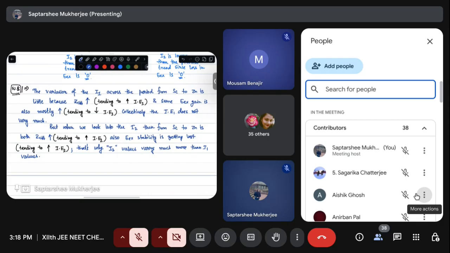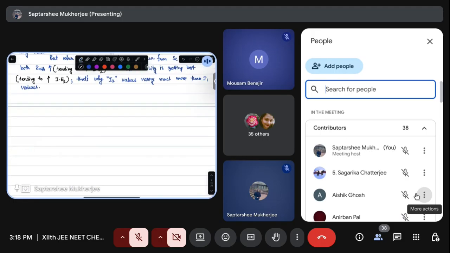হ্যাঁ বল। पक्का? Okay. Now if I look at the third ionization enthalpy value.